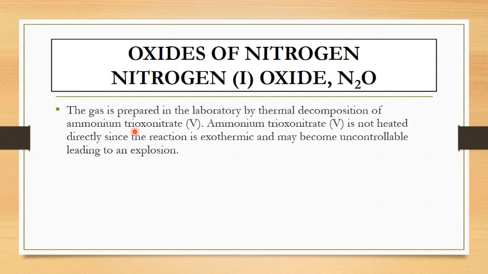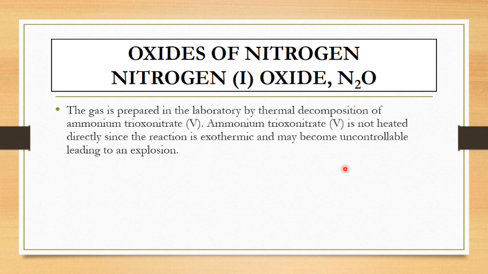Now, the reason we are using the trioxonitrate(V), that is the 3 atoms of oxygen, is for it to introduce oxygen to the nitrogen 1 oxide. So it simply means that oxygen is combining with nitrogen.